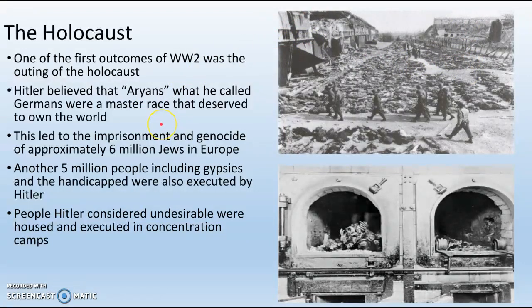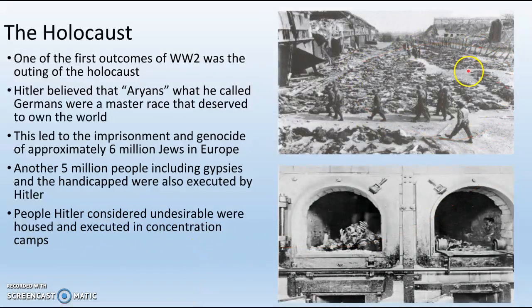Hitler believed that Aryans, what he called Aryans, basically Germans, were a master race that deserved to own the world. This is that extreme nationalism, that fascism we were talking about. This led to the imprisonment and genocide. Genocide is just like the mass killing of approximately 6 million Jews in Europe. Another 5 million people, including gypsies and the handicapped, were also executed by Hitler. Now, people Hitler considered undesirable were housed and executed in concentration camps.